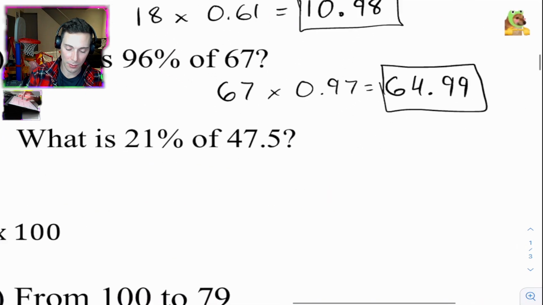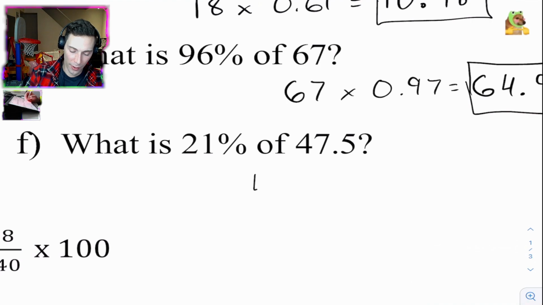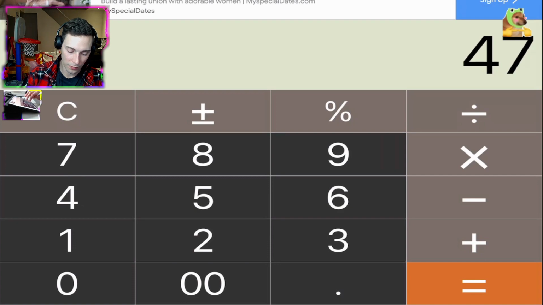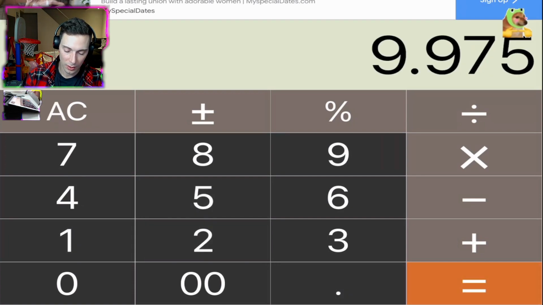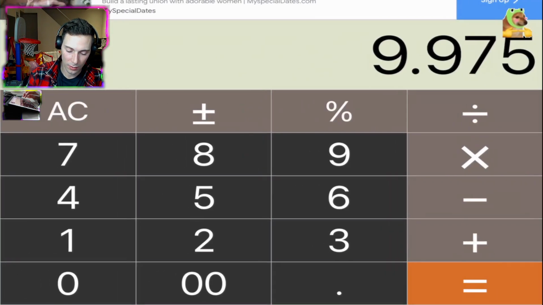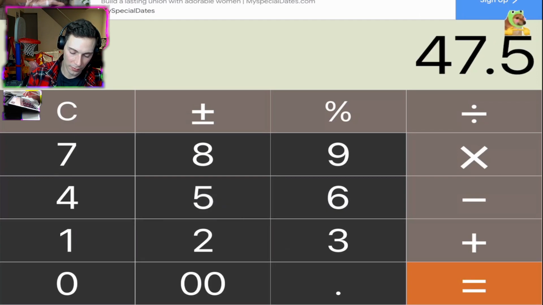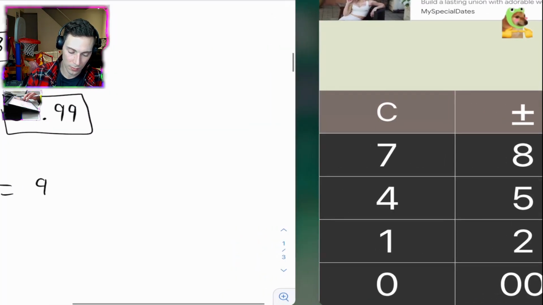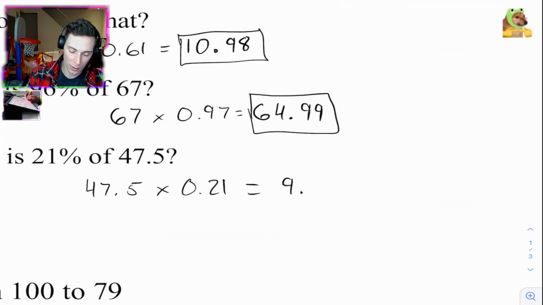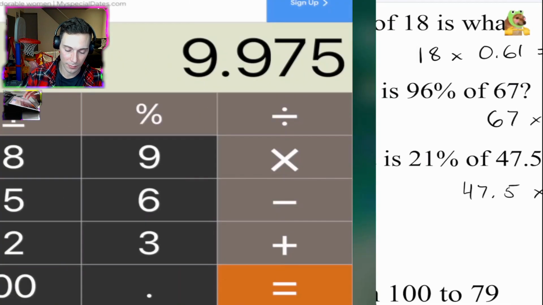3F, sorry. 47.5 times 21%, or 0.21. 47.5 times 0.21 is 9.975. Let me check that again. 47.5 times 0.21, okay, I was right. 9.98. Might round that up to 10. Okay.